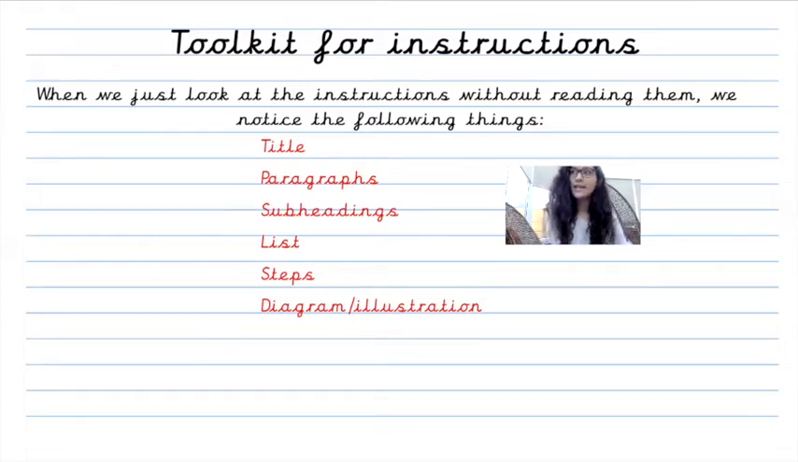So when you were having a little bit of a think about what features are in instructions, maybe you've highlighted some of the ones that I have. Title, paragraphs, subheadings, a list, some steps, and maybe even a diagram or an illustration, which just means a drawing of something, with some labels as well.